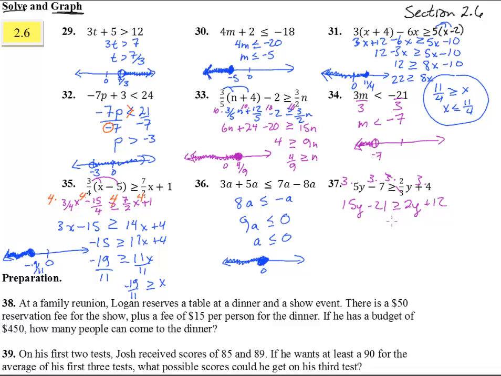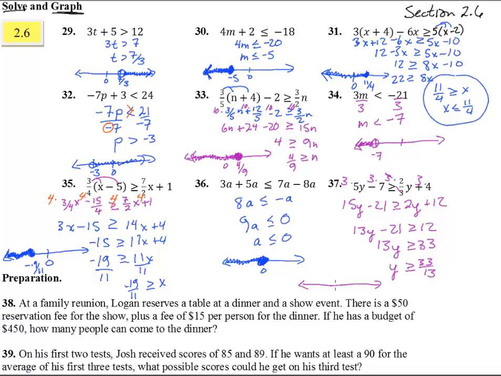Now we've got to combine all the y's to the same side. Subtract 2y over there. We get a 13y minus 21 greater than or equal to 12. Add 21. 13y is greater than or equal to, what was that, 33? Divide both sides by 13. We get y is greater than or equal to 33/13. Now let's put this puppy on the graph.